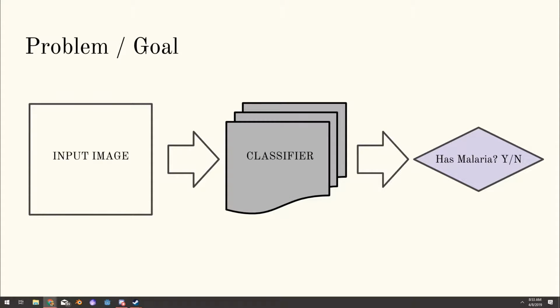So essentially the whole program is just going to take in an input image. That input image will be passed through the classifier, and then the classifier will spit out a true or false: does this blood cell have the parasite inside of it?